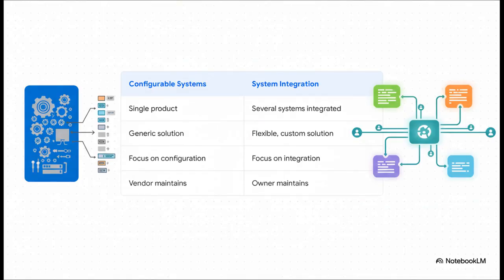On one side, you have configurable application systems. This is where you take a single massive product, like an ERP system, and you just configure it for your specific customer. The work is all about configuration. On the other side, you have application system integration. This is where you take several different systems, maybe from different companies, and you build the glue that connects them all together into a new custom solution. In that case, the focus is all about integration, making sure these separate systems can talk to each other.